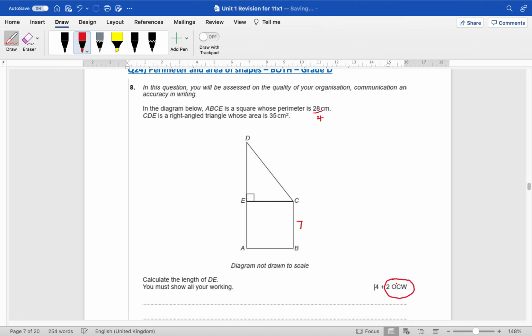The area of the triangle is 35 centimeters squared. Therefore, the length of DE, and I'm bullet pointing this, is equal to, and basically, guys, different people do this different ways, but one way to do it with a triangle is to double the area and divide it by the base. And we're talking about a length, the length of DE. But yeah, OCW: bullet points, units, be methodical in the way that you work.